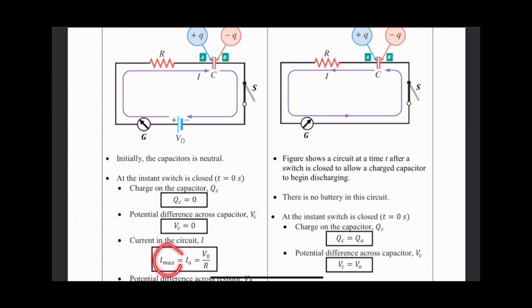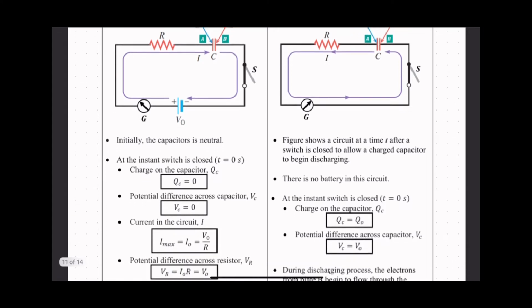Okay, so kita punya I adalah I maximum lah. I yang flow tu adalah I maximum lah. Okay, yang paling maximum. Okay, so potential difference across resistor VR is equal to V equal to IR lah. Okay, jadi V across resistor is equal to V supply. Okay, clear? Ini adalah at the instant pada masa T kosong baru switch is closed.